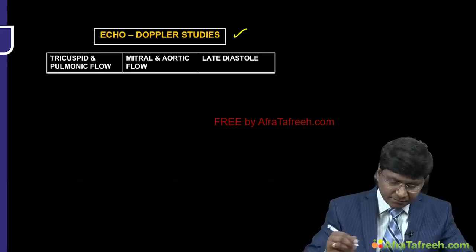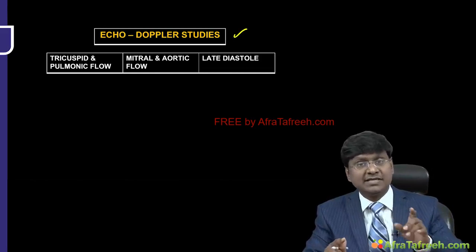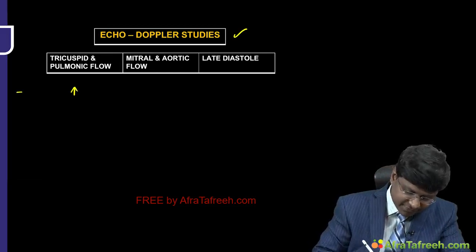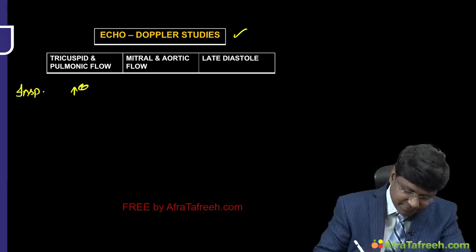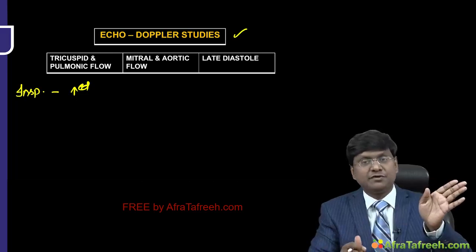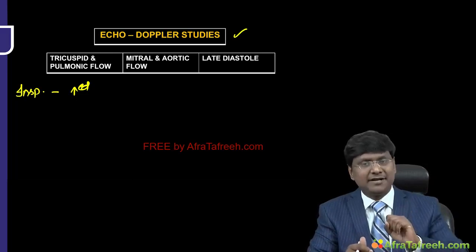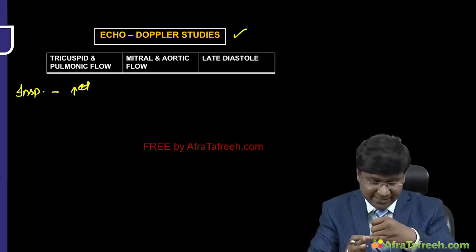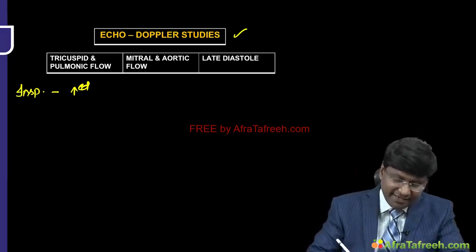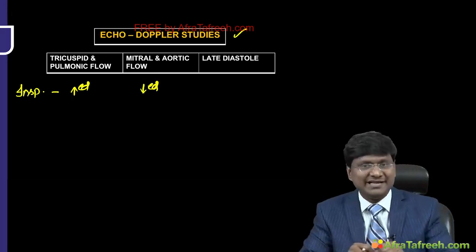So if you take the Doppler studies in the echo, right, what will happen to the tricuspid and pulmonic flow during inspiration? The tricuspid and pulmonic flow during inspiration will be increased, right? We have already explained the mechanism and the reason. That is because of the shift of the interventricular septum to the LV, there is increased flow to the RA and RV and even into the pulmonary artery. So there is increased pulmonic and tricuspid flow during inspiration. Then what will happen to the mitral and aortic flow during inspiration? The mitral and aortic flow during inspiration will be decreased, right?